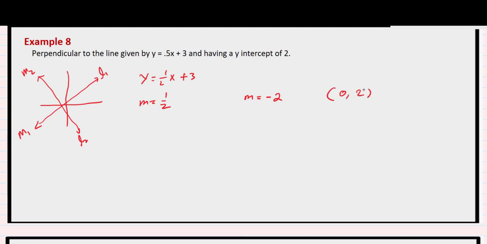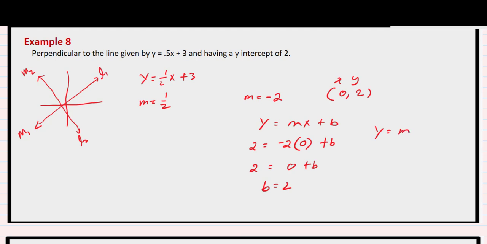0 and 2. Now we have x value and y value, so we can use y equals mx plus b form. So we plug in the values. Y is 2, m is -2, x is 0, plus b. So 2 equals 0 plus b, and b is equal to 2. Now we have y equals mx plus b form again. Y is equal to -2x plus 2 will be the equation of the second line.